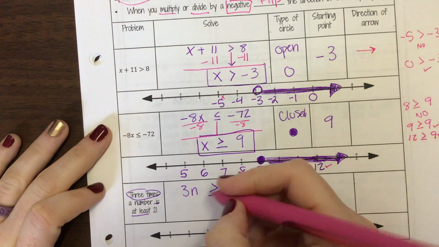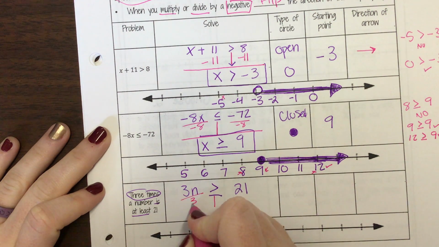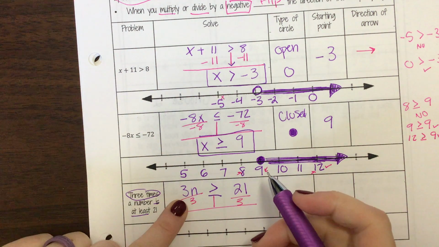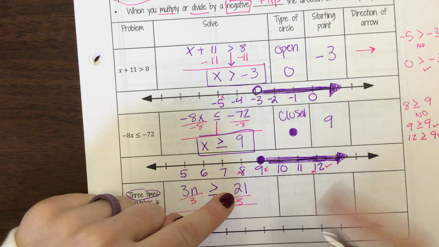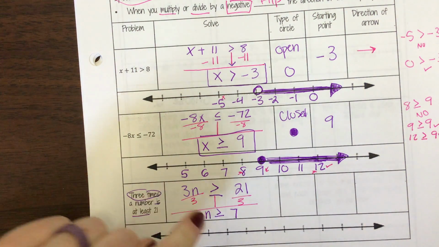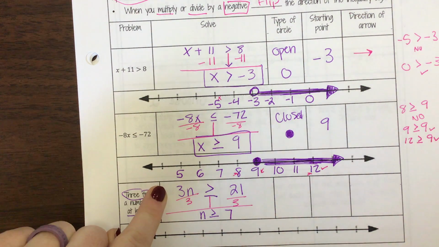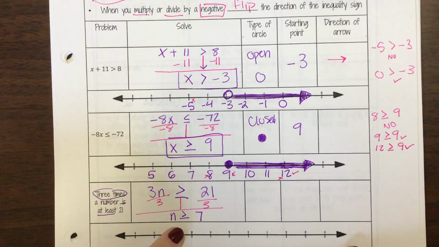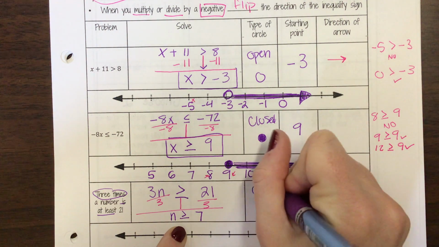Okay? Then it's going to solve. I'm going to undo the 3n by dividing by 3. What I do on one side, I have to do on the other. 3n divided by 3 is 1n. And 21 divided by 3 is 7. I did not change the direction of my symbol because I divided by a positive. You only change it when you divide by a negative. Since it has an equal to component, it's going to be a closed circle.